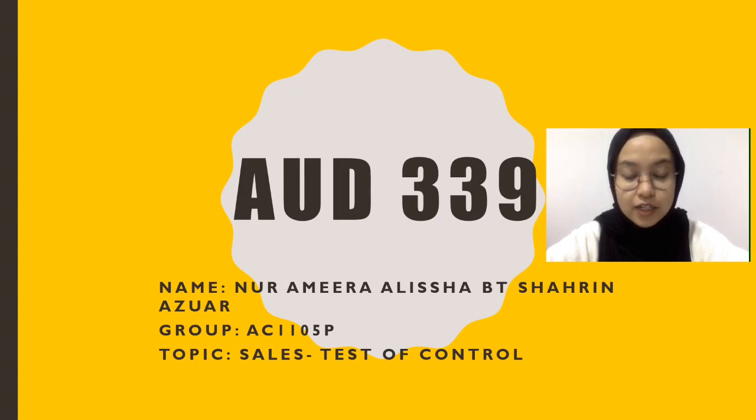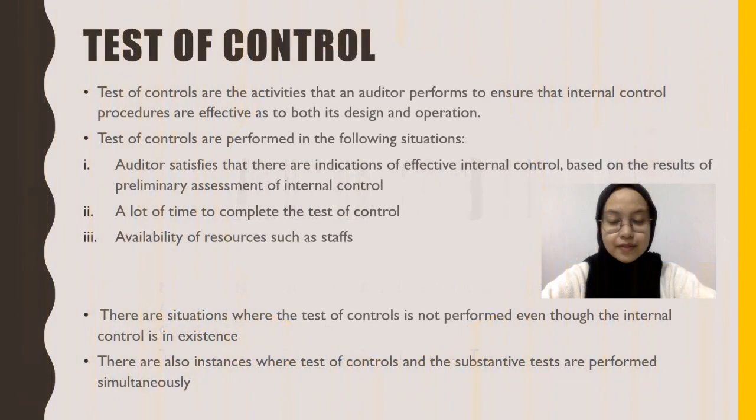So today I am going to talk about test of control for audit 339. Okay, so what is test of control? Tests of controls are the activities that an auditor performs to ensure that the internal control procedures are effective as to both its design and operation.